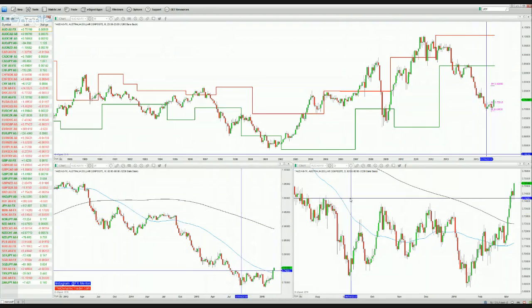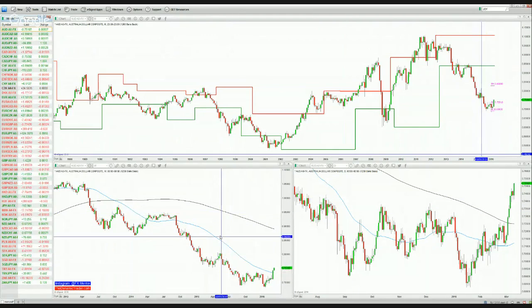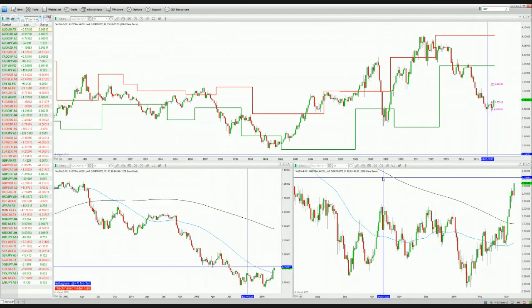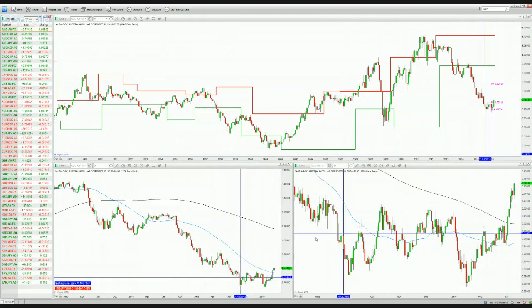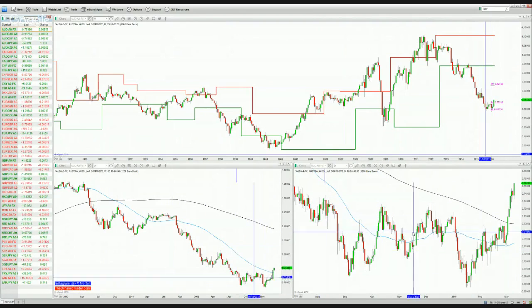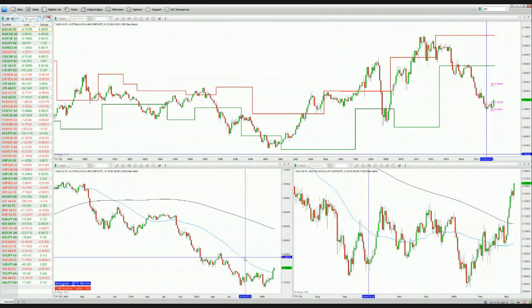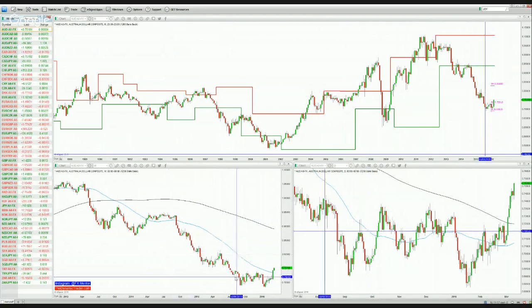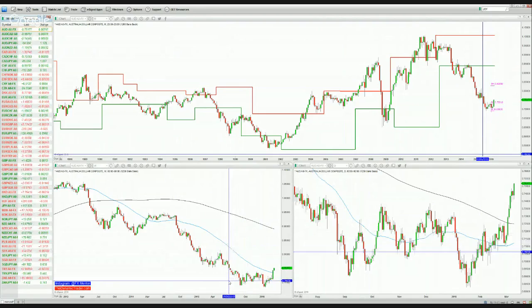On the weekly and the daily time frame, I have two sets of moving averages. So the black line is the 200 moving average on both the weekly and the daily, and the blue line is the 50 moving average. The black line gives me the long-term trend. The blue line gives me the short to medium-term trend.